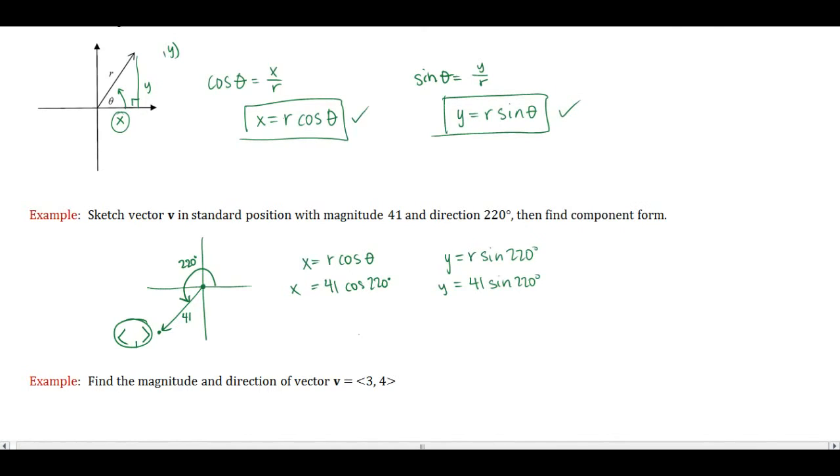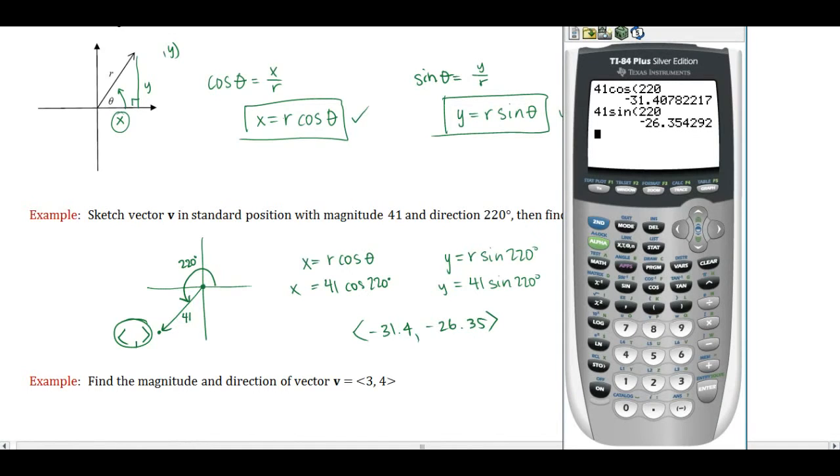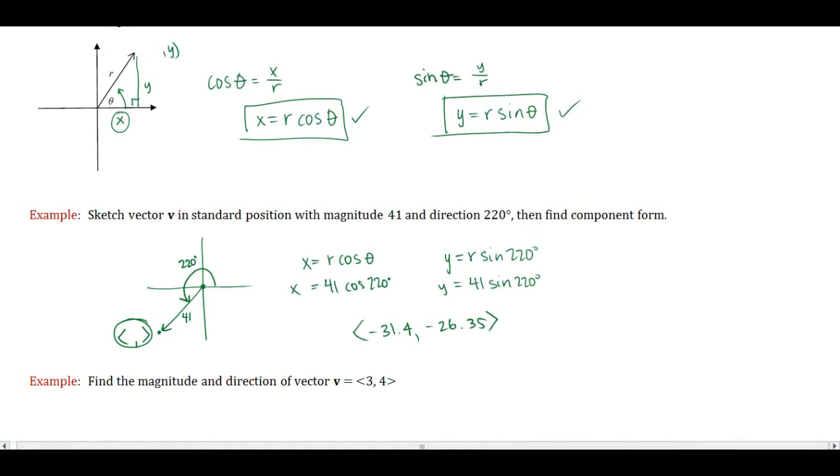So negative 31.4 comma negative 26.35, I think I said. Let me double check. Yes, and that is the component form of our drawing. And notice I like the little drawing because I can see that the x and the y are actually in the negative direction, so it is left and it is down. And so I'm feeling like, wow, I did a really good job representing that vector right there.